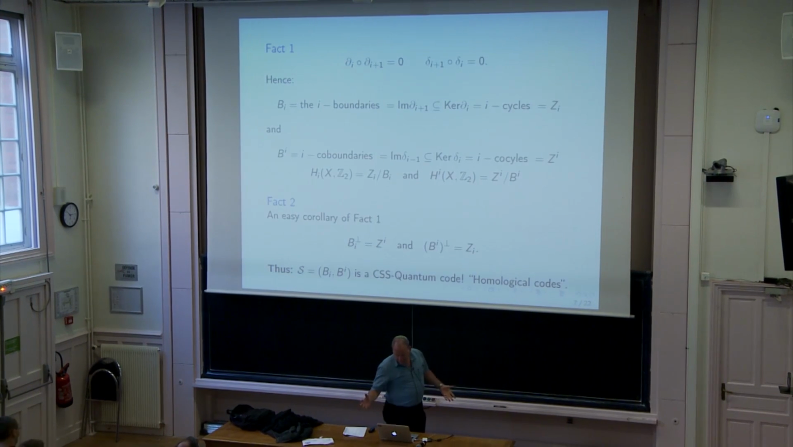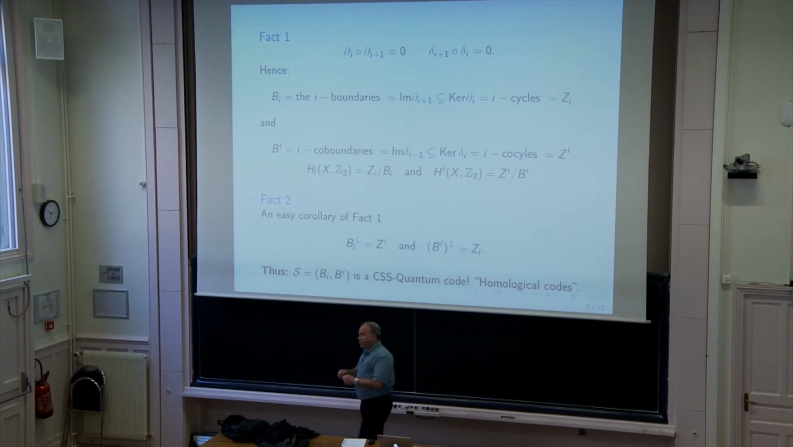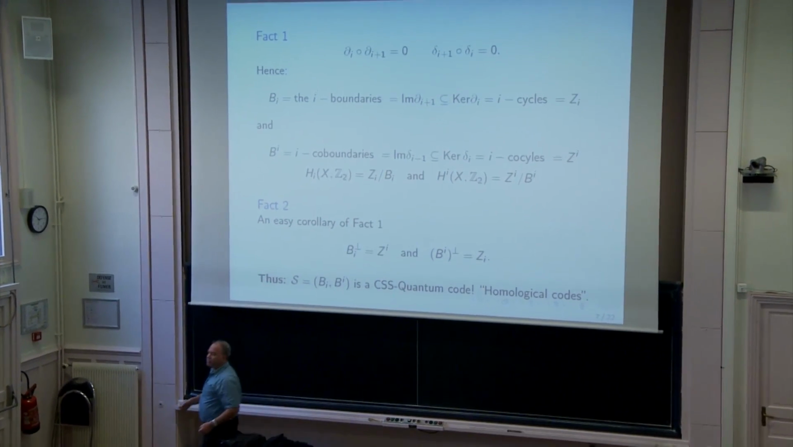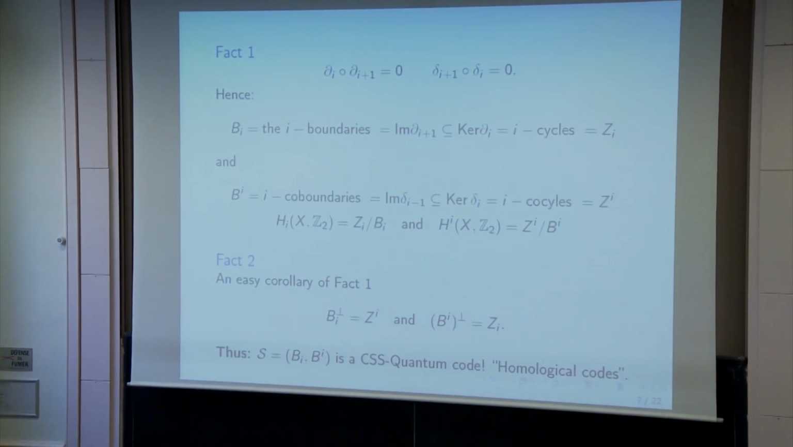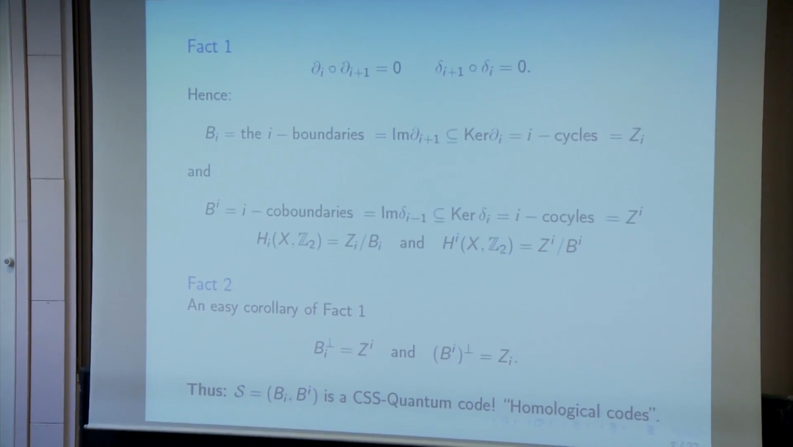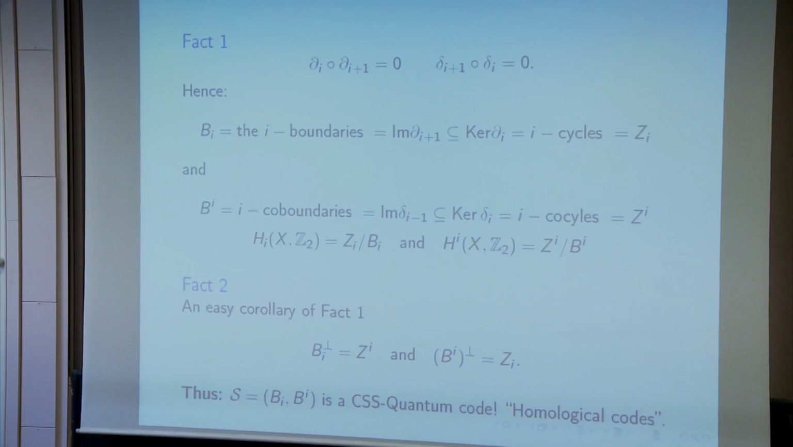And we all know the standard thing that twice boundary is 0, twice co-boundary is 0. Therefore, the I boundaries are inside the I cycles, and the I co-boundaries are inside the I co-cycles, and the homology group and the cohomology group are just the quotients.